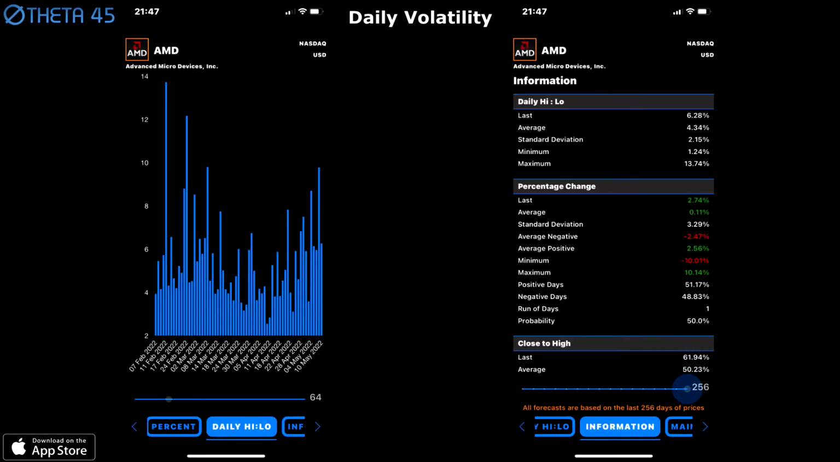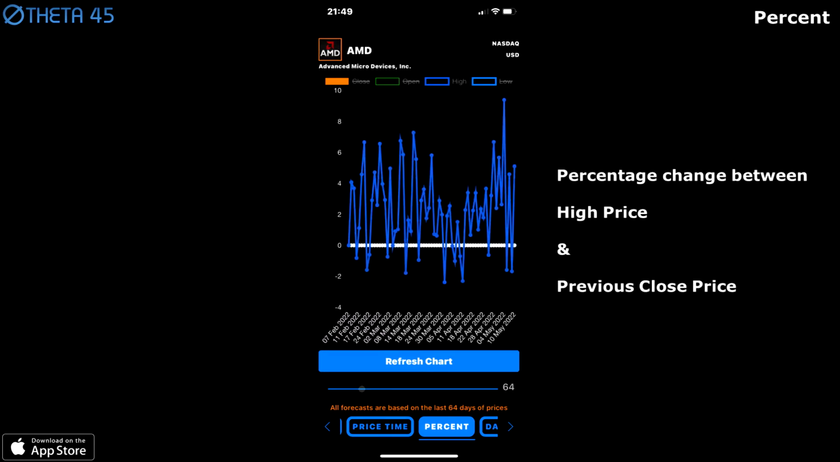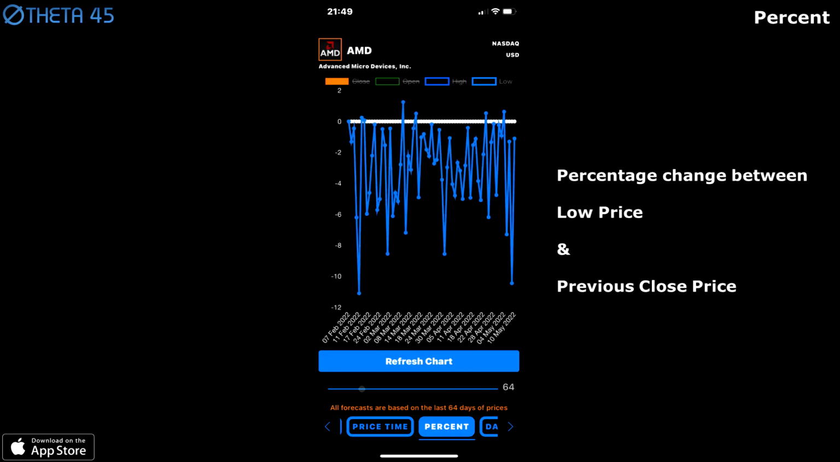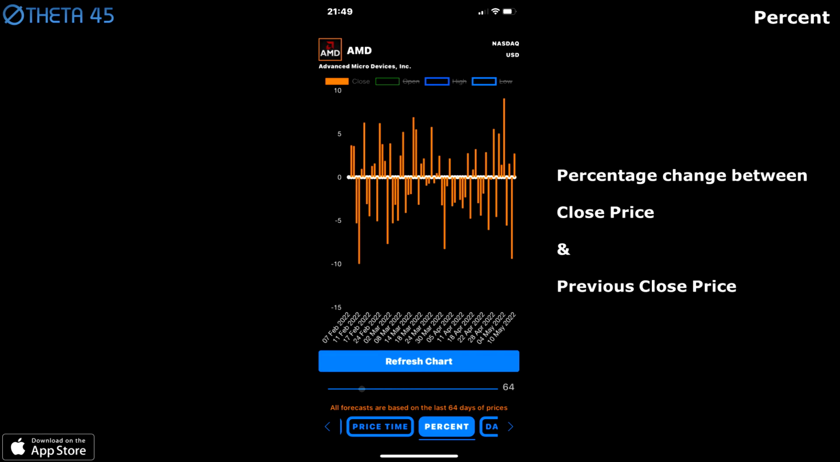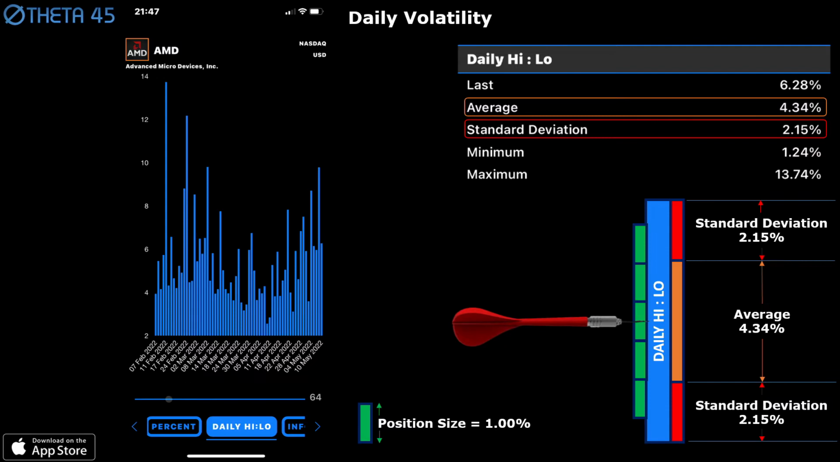Daily volatility is the percentage difference between the daily high and low price. Intraday volatility is the percentage difference between the previous close and today's high, low or close price. If your position target as an intraday trader is 1%, the probability of hitting your target increases if you have a larger board to hit during the trading hours that day.